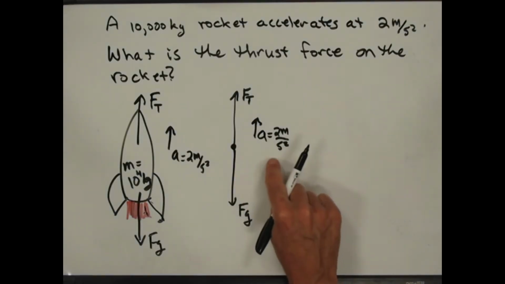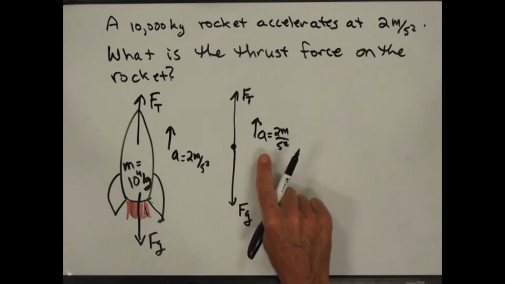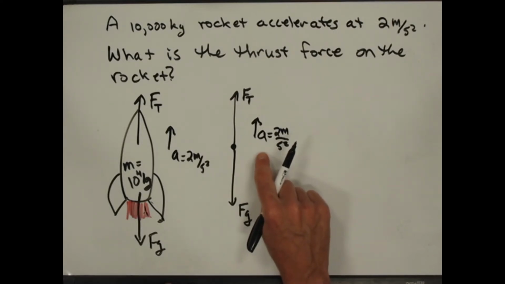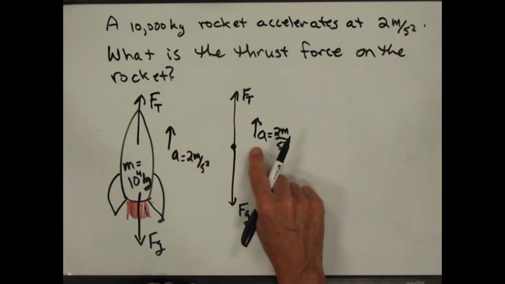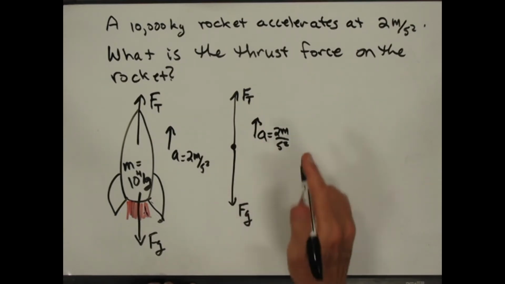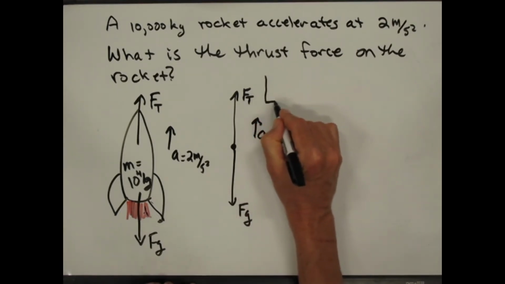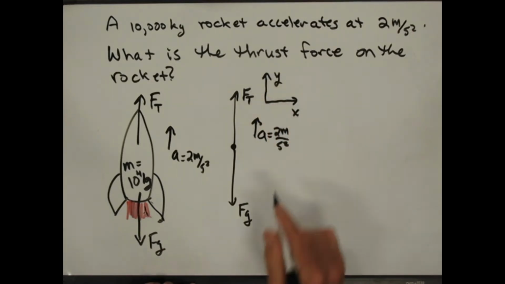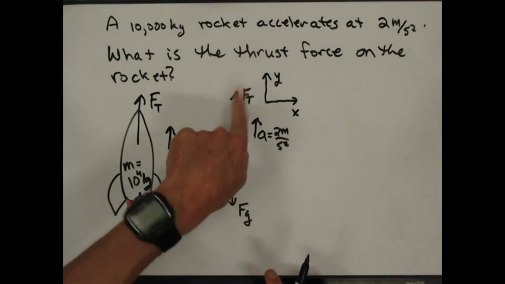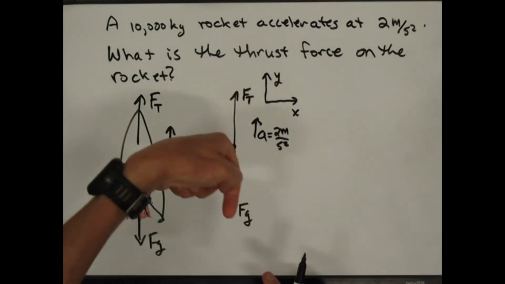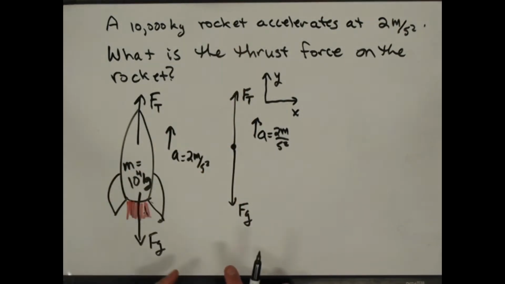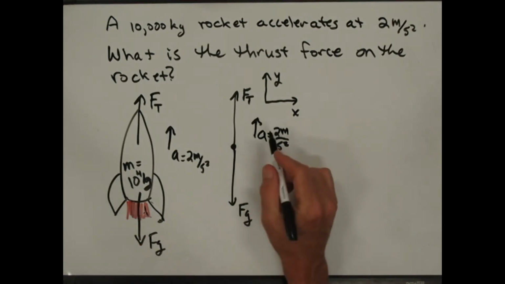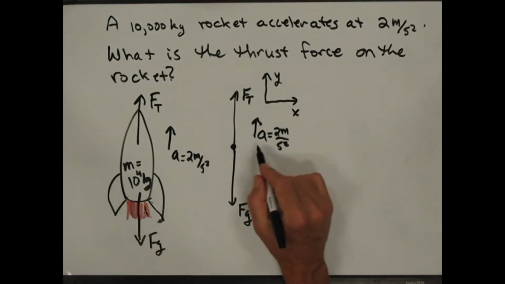And the reason we put this in, well, one reason, is because this allows us to pick a coordinate system. And so when you pick a coordinate system, you should always choose one with an axis that has the acceleration along it. And this is kind of easy. The normal set of axes we might choose is a y going this way and an x going this way. And as long as we have one axis that's parallel to the acceleration, either along it or opposite it, then that's fine. I'll tell you why in a second.